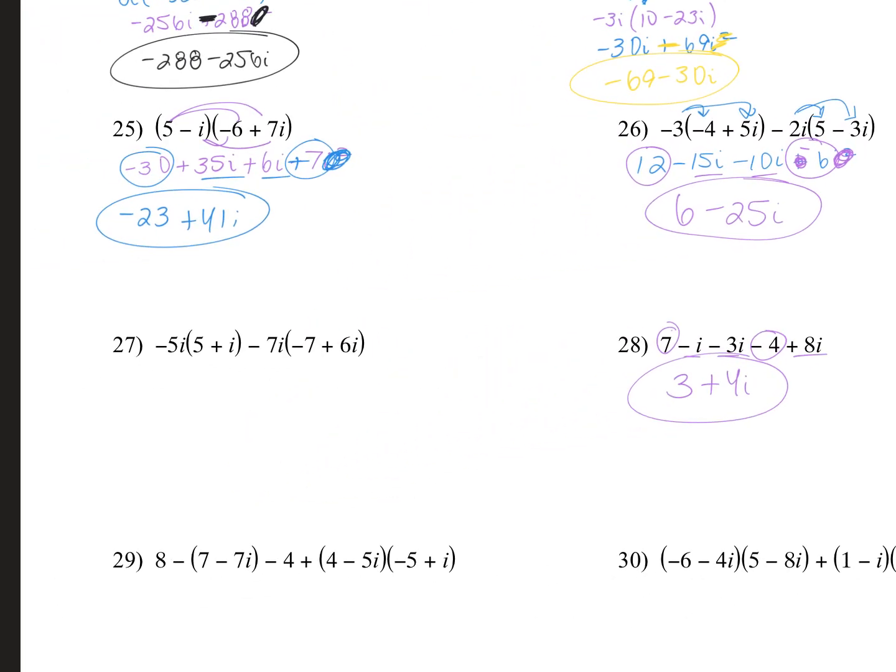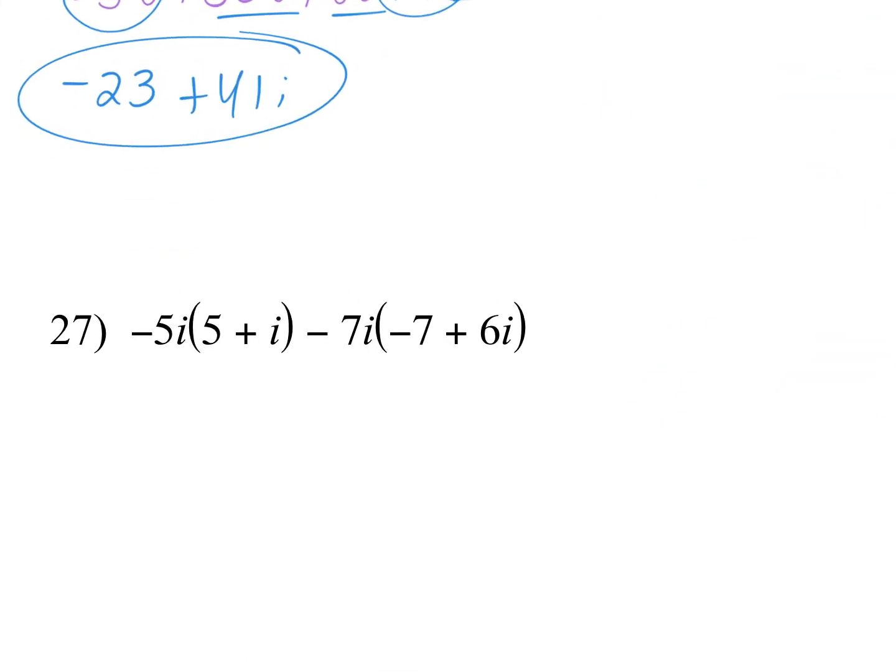All right, let's look at 27. Same thing. I have two distribution problems. I'm going to take negative 5i into 5. So I get negative 25i. Negative 5i and i is minus 5i squared.